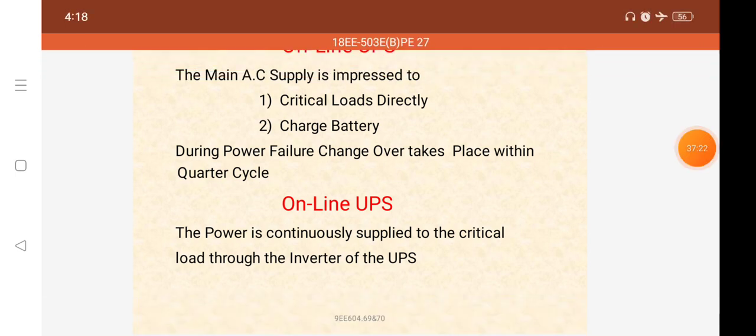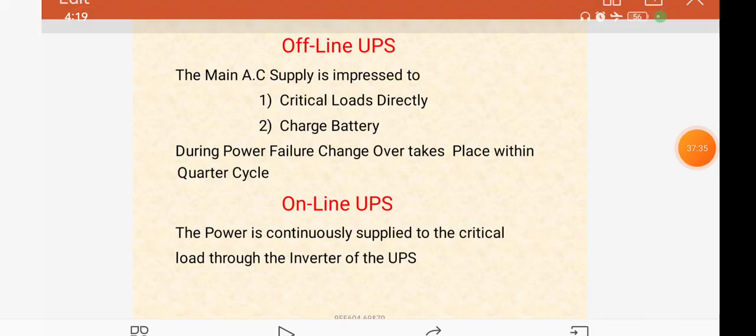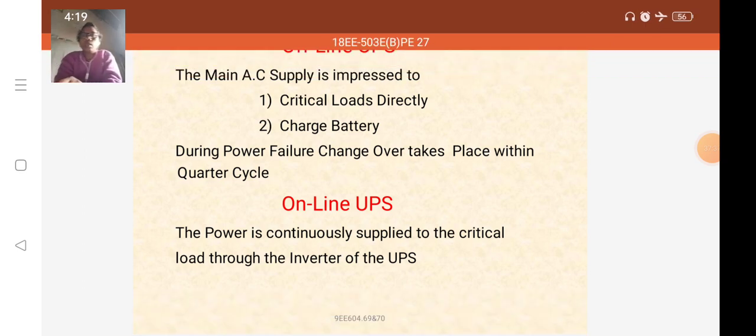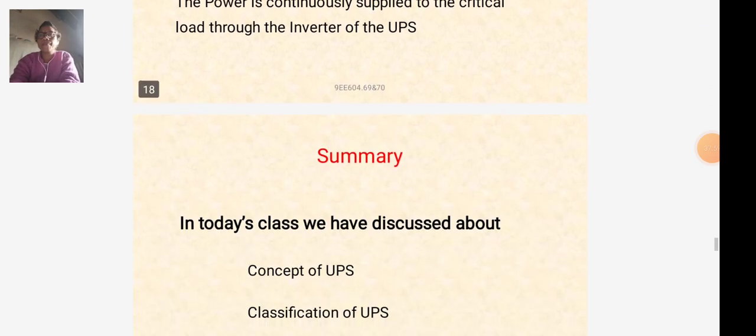Now we watched the YouTube video lesson about online UPS. The main AC supply is given to the critical loads directly and charges the battery. During power failures, changeover takes place within a quarter cycle. In an online UPS, the power is continuously supplied to the critical load through the inverter of the UPS.